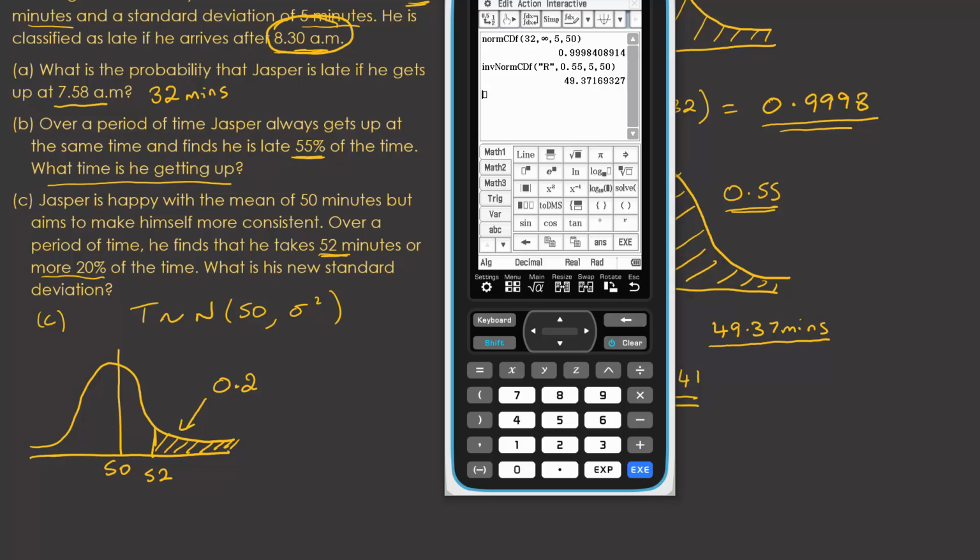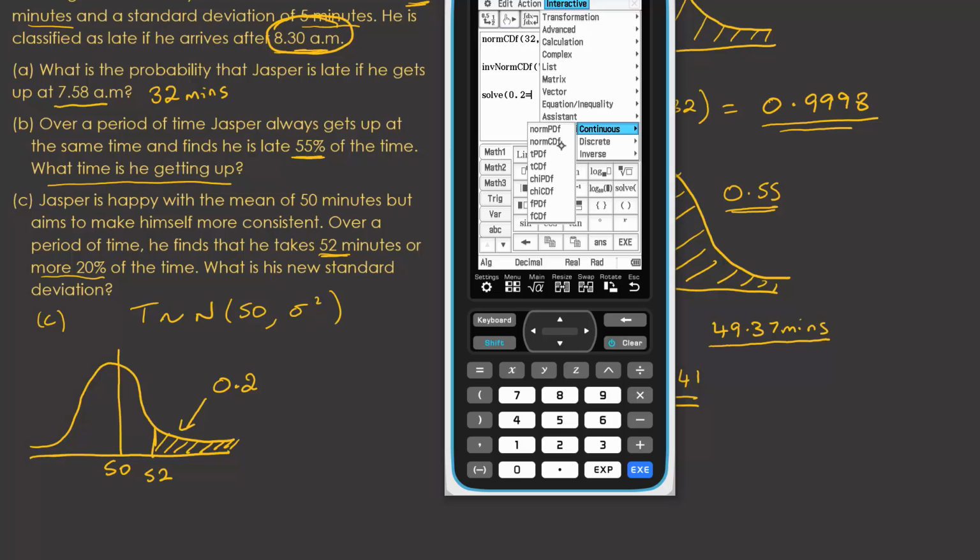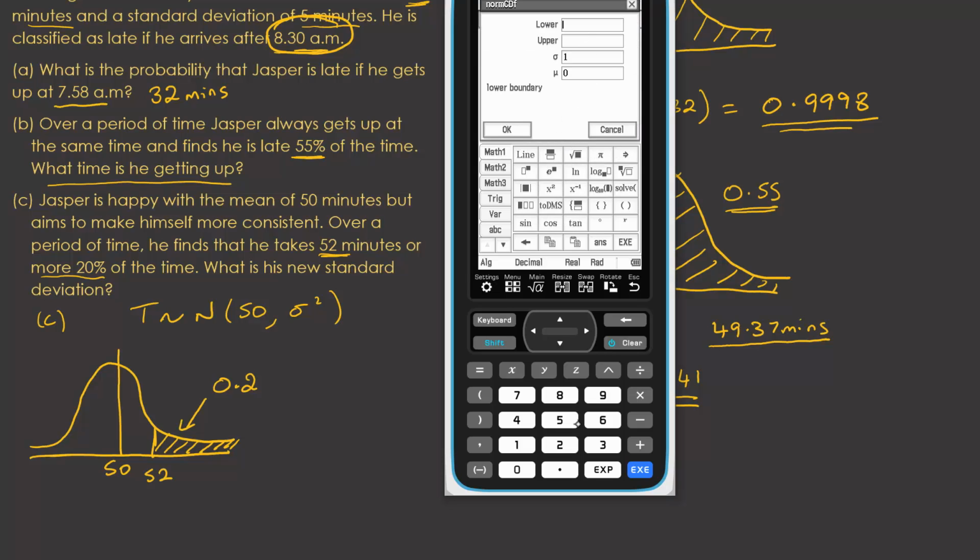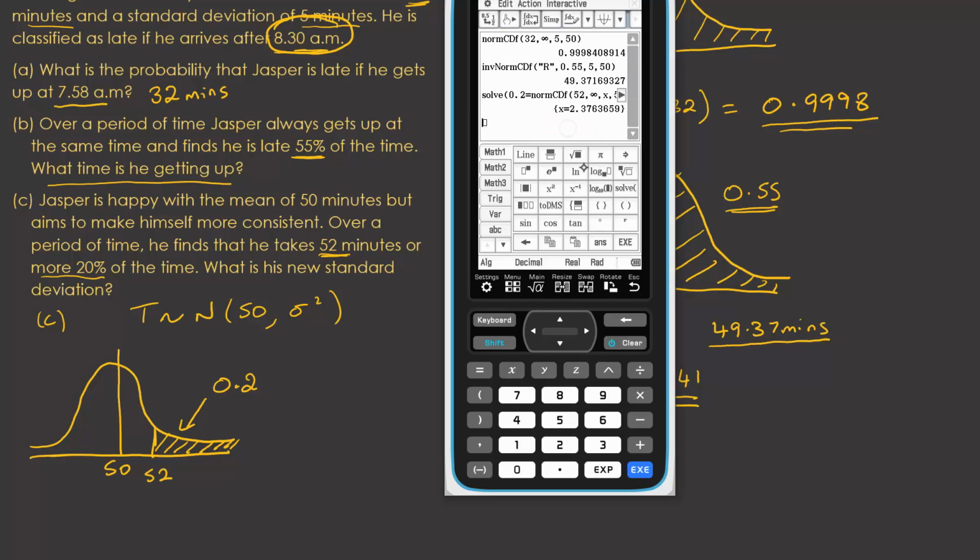And a way we can do it is to use a normal CDF, but we need to do it with a solve. So we know that the probability is 0.2. And what we're going to do with the normal CDF is say, well, the lower is 52, the upper, of course, is infinity. We don't know the sigma, so we can put an x in there. And the mu is still 50. And this should give us the answer. And it's 2.38. So his new sigma is 2.38.